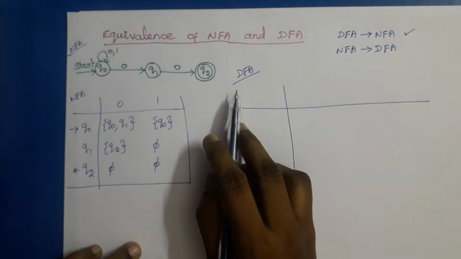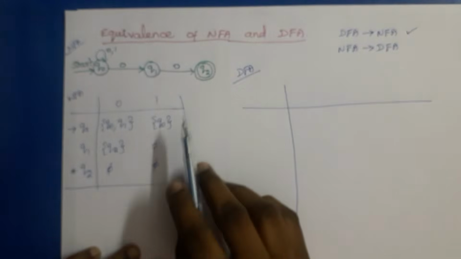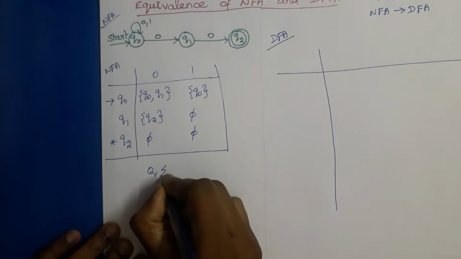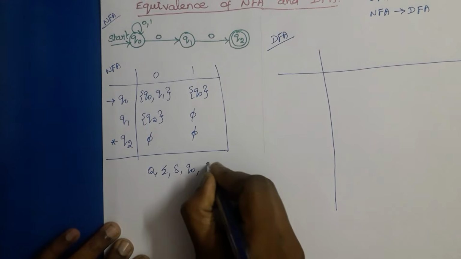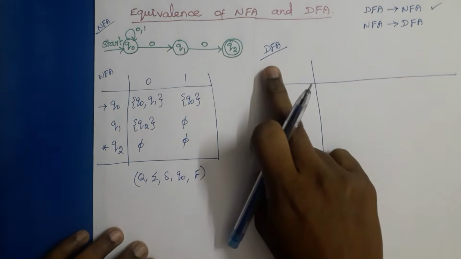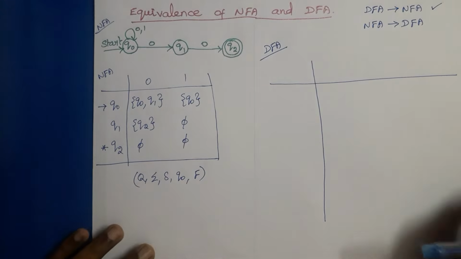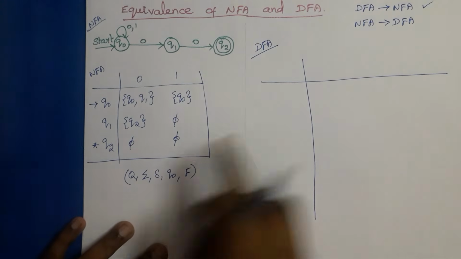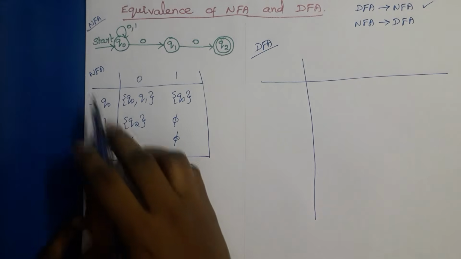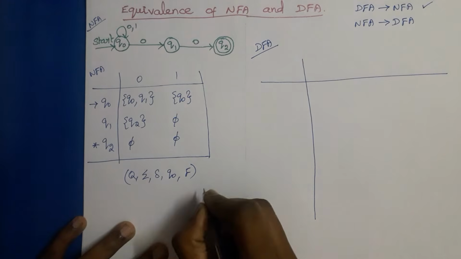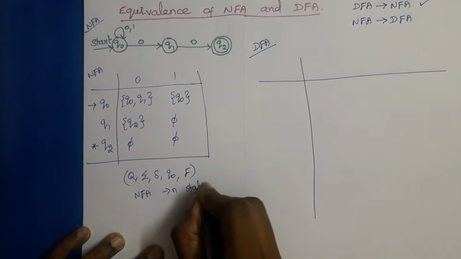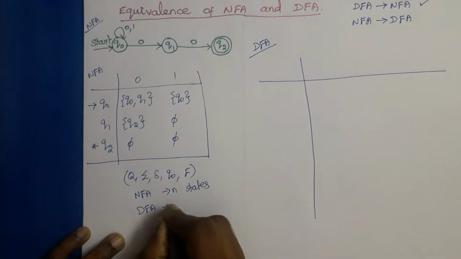So now we can construct the DFA from this NFA. To construct a DFA, we need to construct all the 5 tuples: Q, sigma, delta, Q naught, F. These are the 5 tuples of both NFA and DFA. If we want to construct the DFA, first we need to construct the set of states Q. The set of states Q for the DFA is the set of subsets of NFA states. So if the NFA has n states, then the DFA will have 2 power n states.